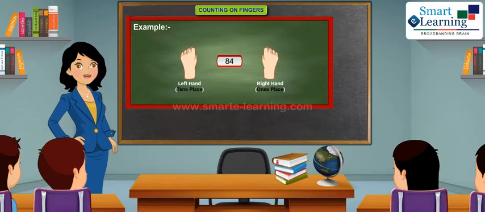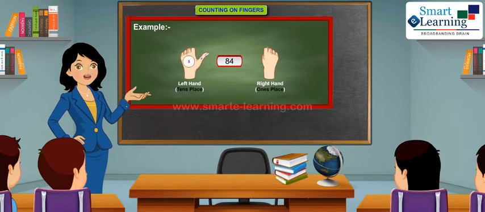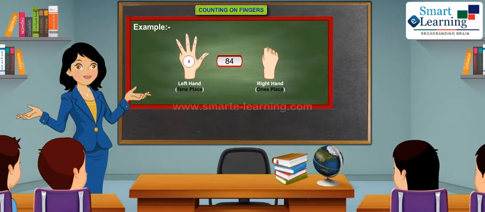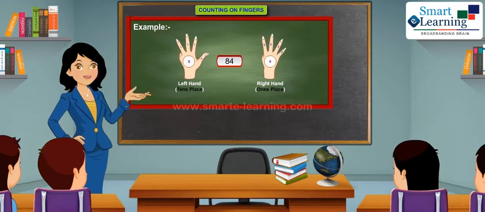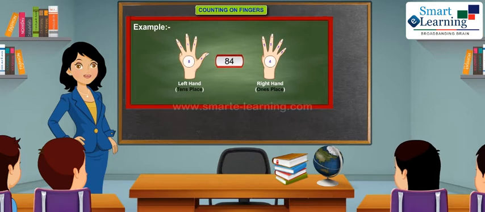Let's show number 84 on fingers. Take thumb and three fingers, that is, index, middle and ring finger on your left hand to show 8, and all the four fingers, that is, index, middle, ring and little finger on your right hand to show 4. This is number 84.